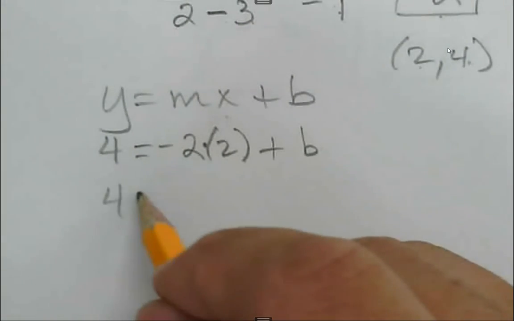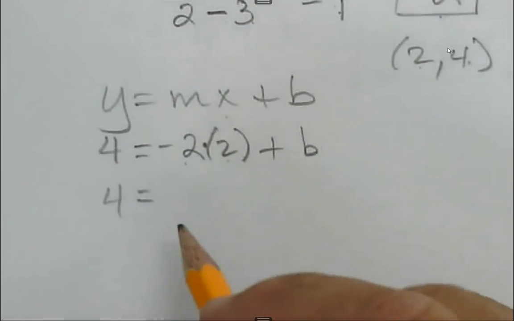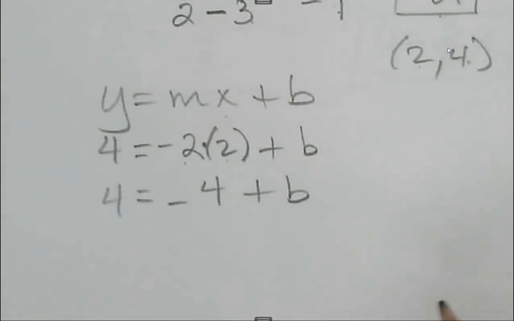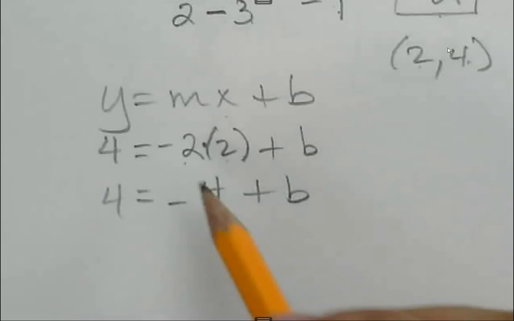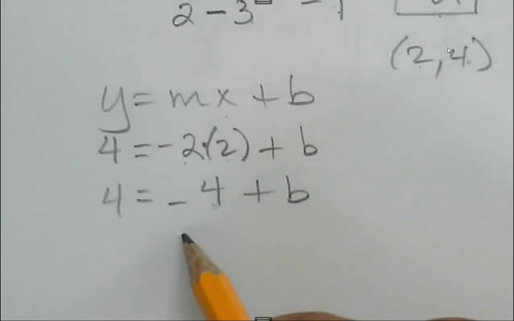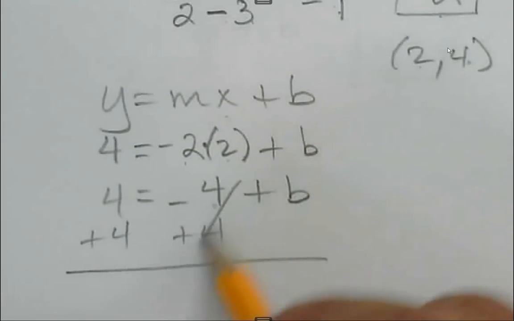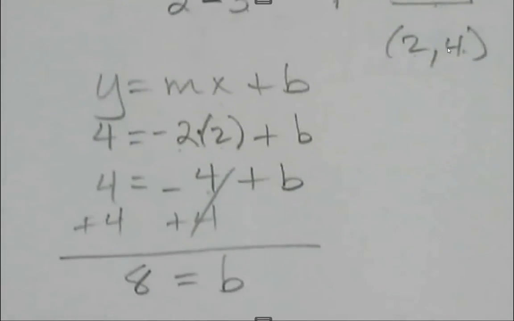We have positive 4 equals negative 2 times 2. Negative times a positive is negative. 2 times 2 is 4 plus b. Now to solve for b, I need to isolate b, which means I need to get this to the other side. So I need to do inverse operations, which is add 4 to both sides. Now all of a sudden I get b equals 4 plus 4, which is positive 8.